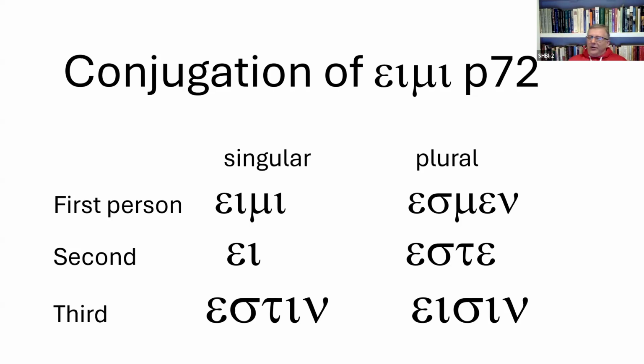Okay, so eimi, ei, estin, esmen, este, eisin. Over and over and over. First, second, third. First, second, third, plural. Okay? Questions?